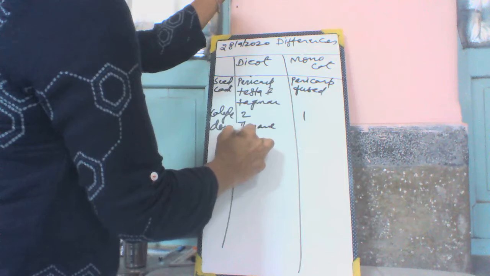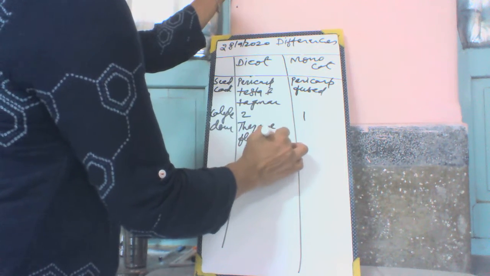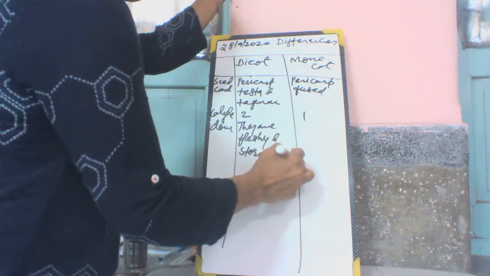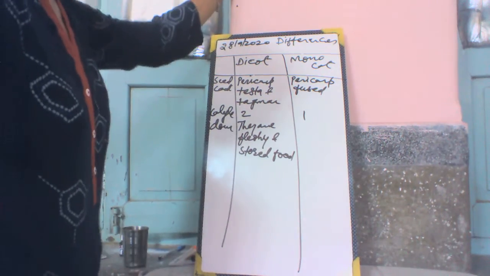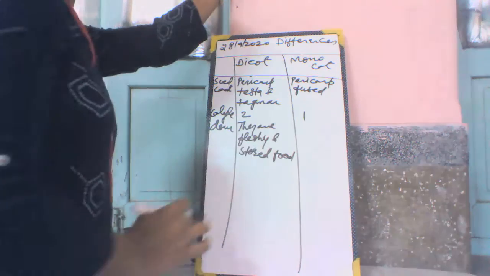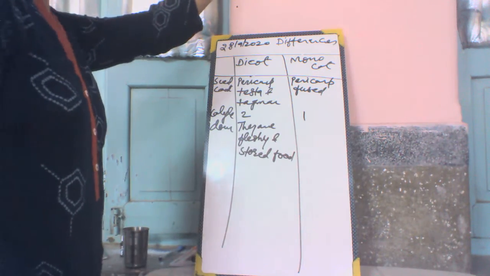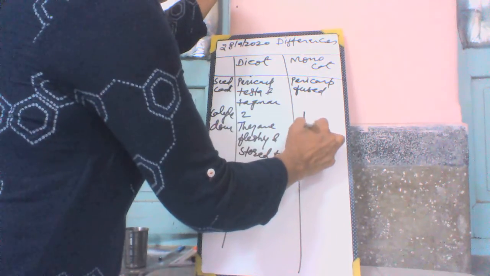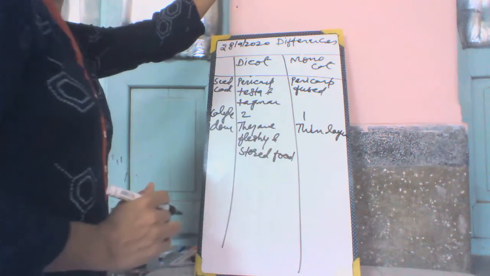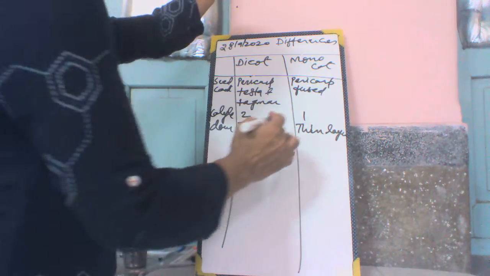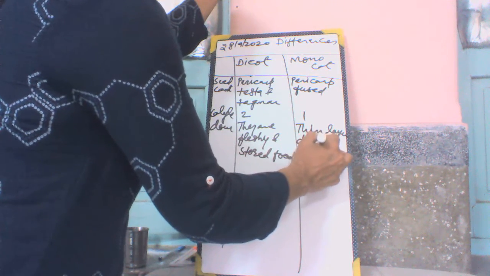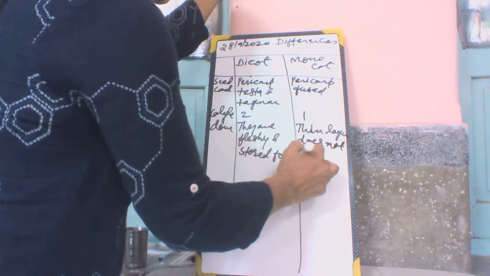They are fleshy and have stored food in them. In monocots, one cotyledon is there, but it is a thin layer of cotyledon and no stored food is found here. It does not have stored food.